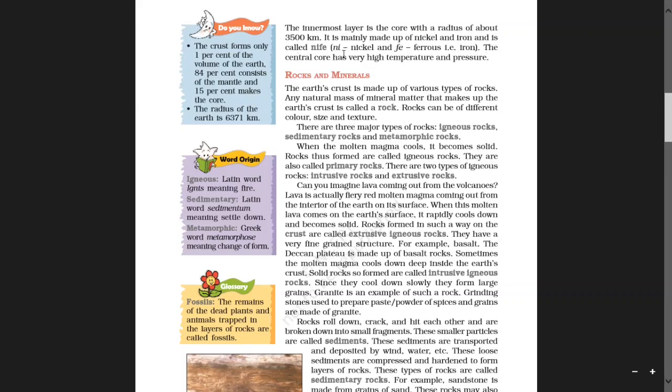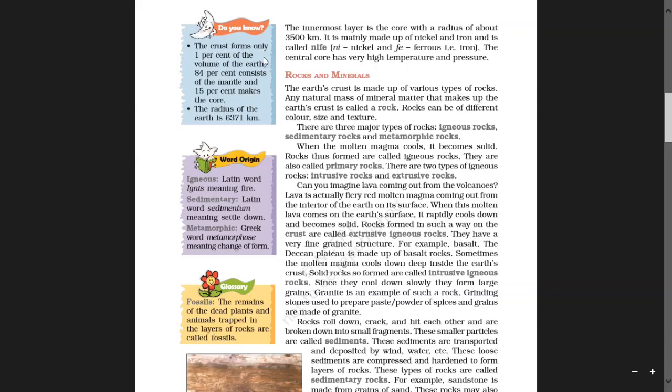The central core has very high temperature and pressure. The central core of the earth has very high temperature, very hot, dear boys, and it has very high pressure also.